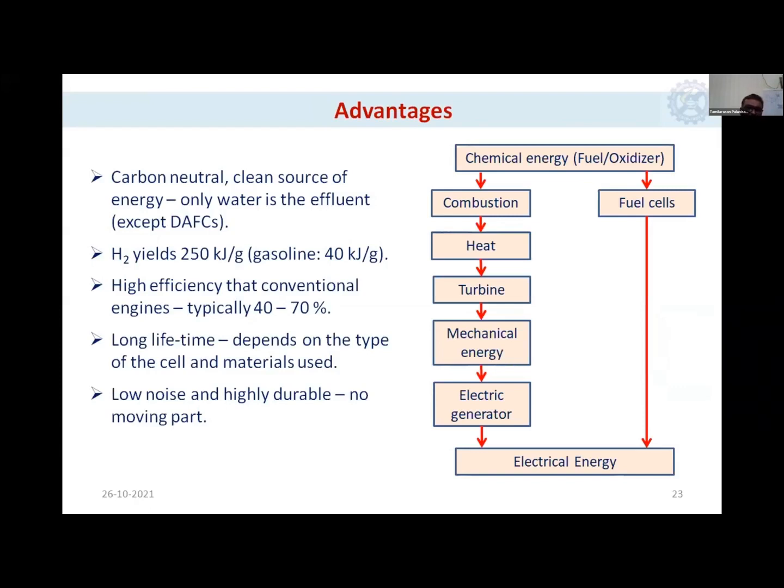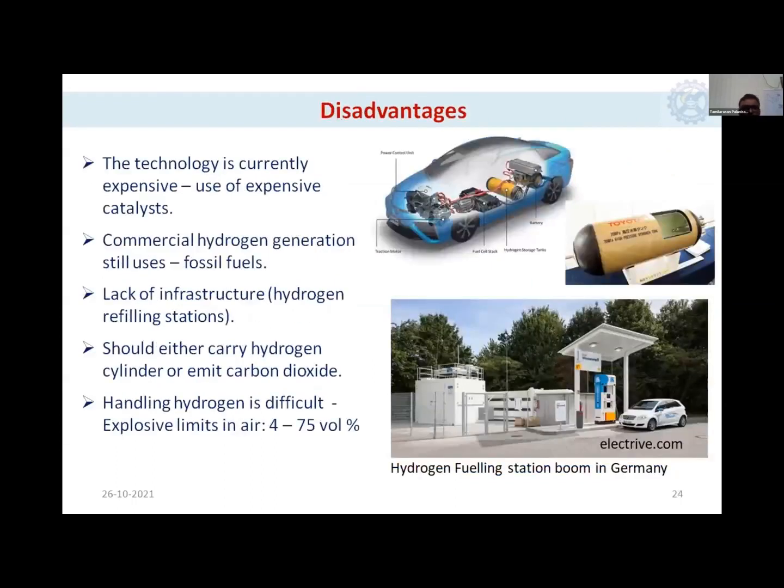And its lifetime depends on the type of cell and materials used in it, but when compared to conventional sources like turbines and electric generators, fuel cells will have a higher lifetime because there is no moving part, and they also will produce low noise because there is no moving part. And on the disadvantage side, of course, there is another side of the coin. Currently the technology is quite expensive.